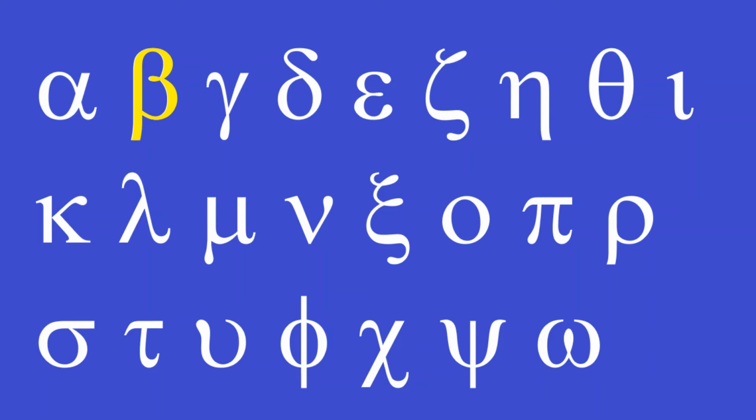Alpha, beta, gamma, delta, epsilon, zeta, eta, theta, iota, kappa, lambda, mu, nu, xi, omikron, pi, rho, sigma, tau, upsilon, phi, chi, psi, omega.